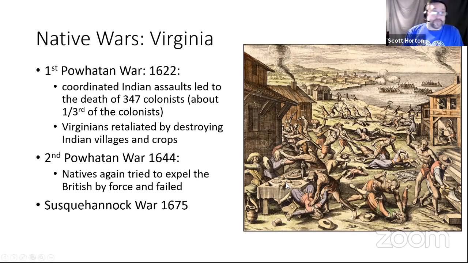So Native wars in Virginia, a good example. The Powhatan War, there's actually two wars between the Powhatan Indians, which was the tribe that Pocahontas came from, and the settlers of Virginia. And again, you can see here in the image that these are vicious and cruel and brutal. They really focus around issues like land being taken over by the Europeans, and of course the Native Americans are resisting that. And then in the 1660s, the Susquehannock War in 1675.